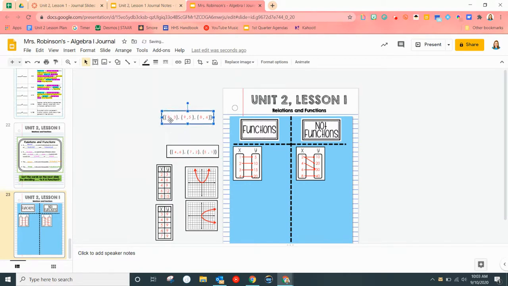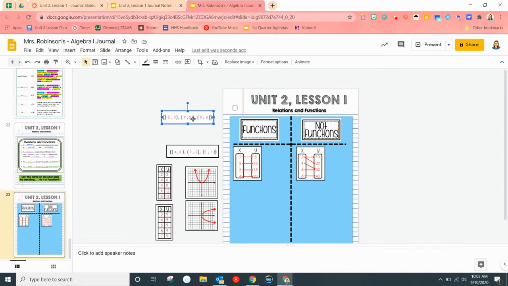So let's look at this set of ordered pairs. So all of these are representations of just sets of ordered pairs. So 8 is paired with 3, okay? 9, well, that's a different x value. It's paired with 5. But look over here. Oh, wait a second. I've got 8 again. Now, what is 8 paired with over here? 6. So 8 is paired with 3, and it's paired with 6.